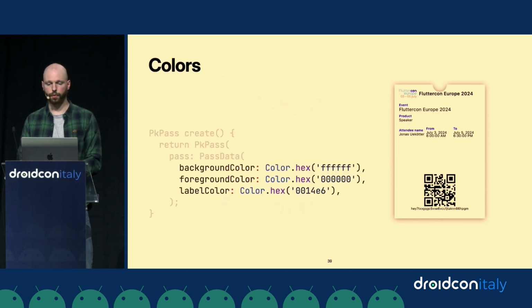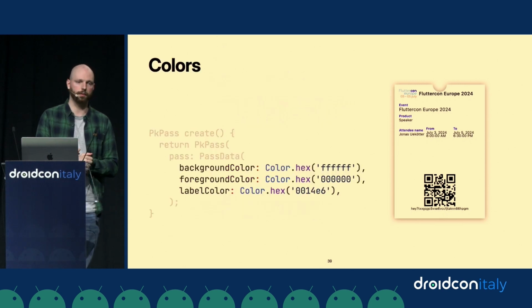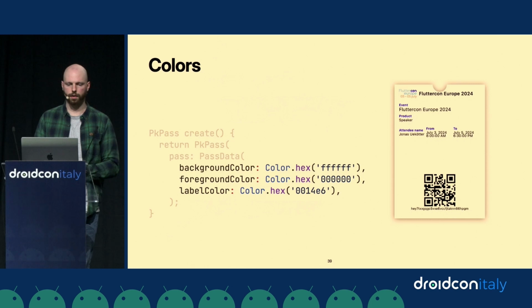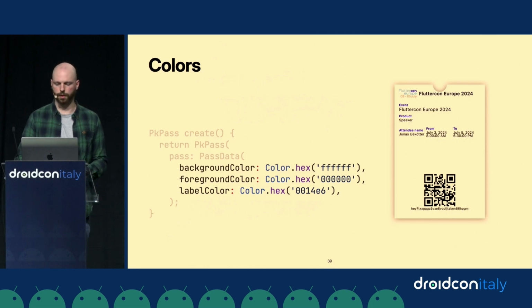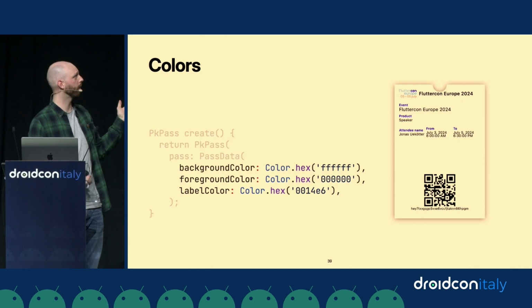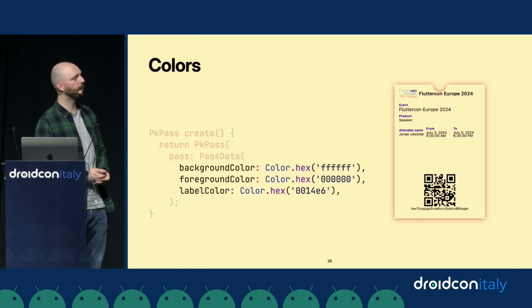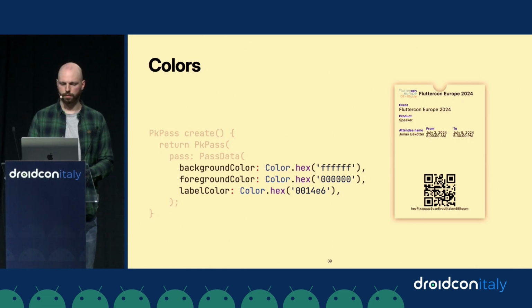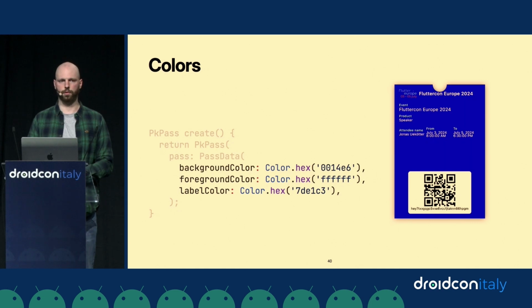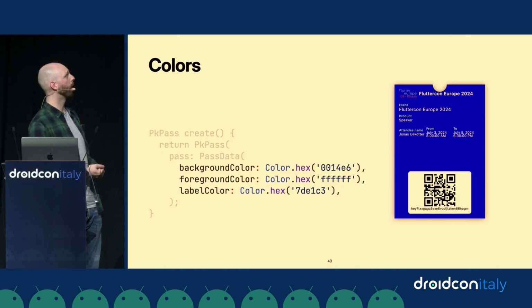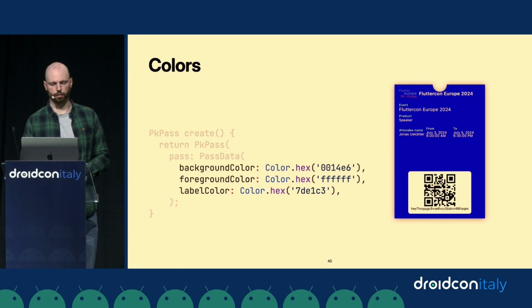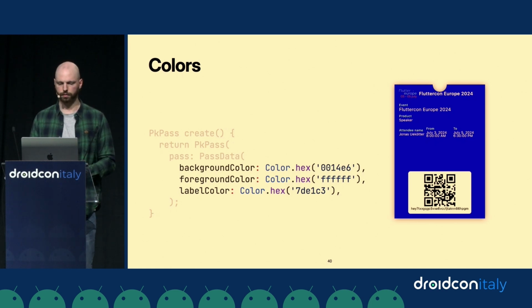So the first one is colors. We can change the color of the pass to make it look differently. So now we have a mostly white pass, which, well, fits the Flutter theme, but we can also make it completely blue, basically invert the colors. So we go from white to blue and also invert the text colors.